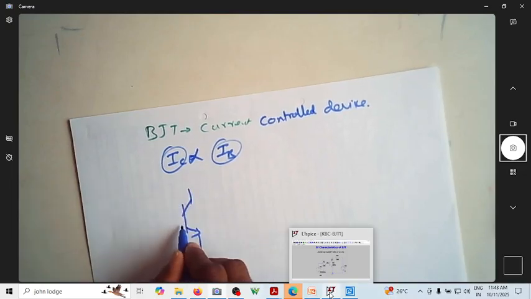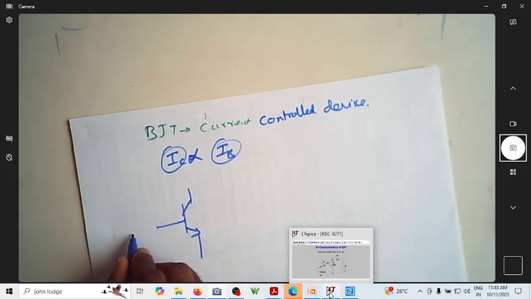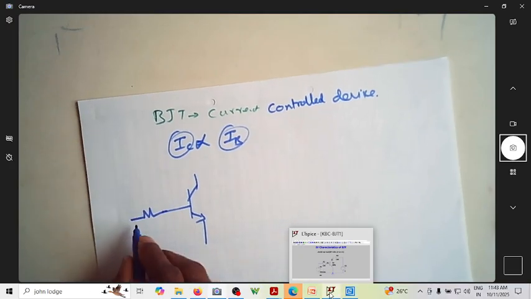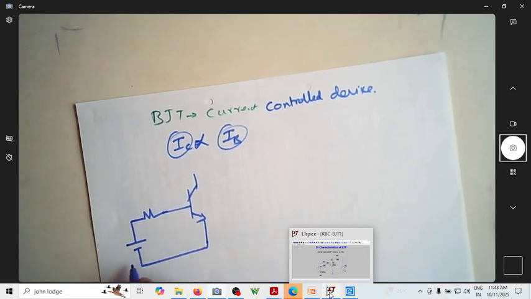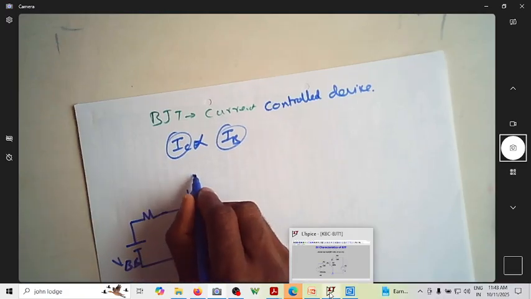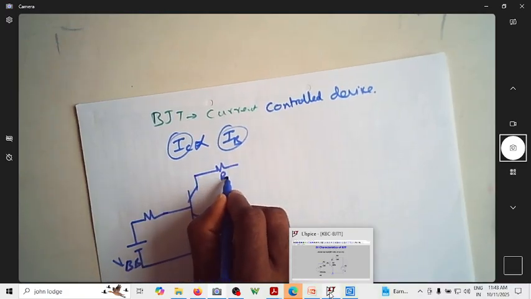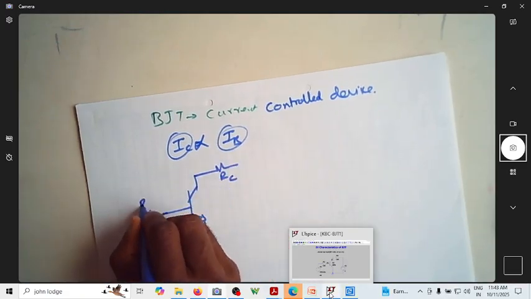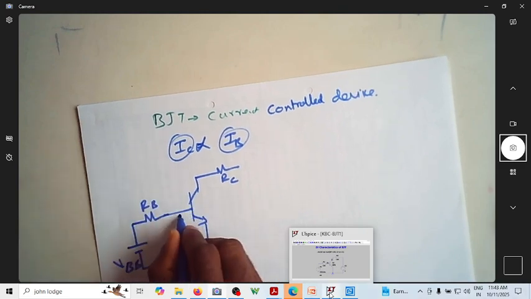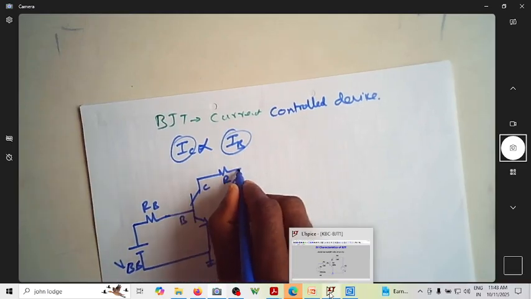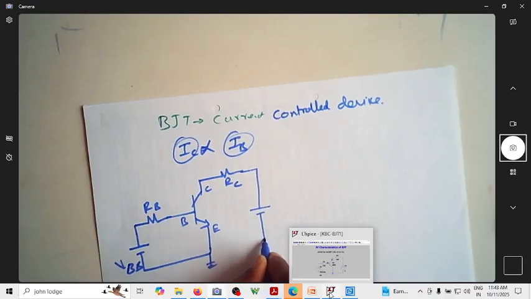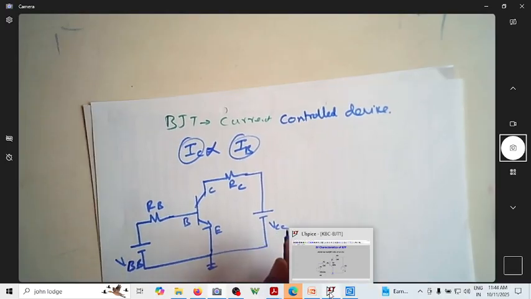Now let me have some limiting resistor here. Let me apply some voltage here. Let me call it some Vx or some V1 or VBB. Let us have a resistor here, let me say it as RC. This is RB. This is base, collector, emitter. Let me ground it here. Let me have one more voltage source which is VCC.